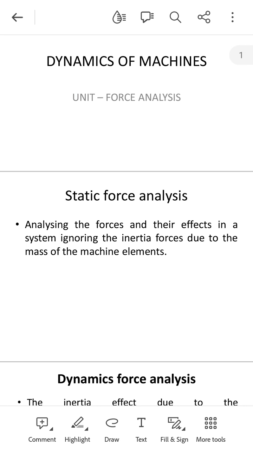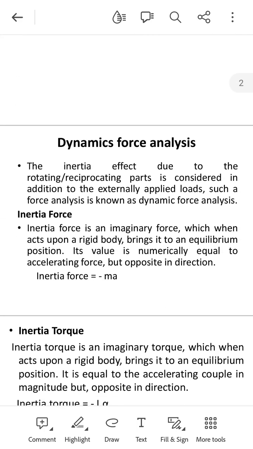Force analysis can be divided into two types. One is the static force analysis, another one is the dynamic force analysis. Static force analysis is analyzing the forces and their effect in a system, ignoring the inertia forces due to the mass of the moving elements. Dynamic force analysis considers the inertia effect due to the rotating or reciprocating parts in addition to the externally applied loads.